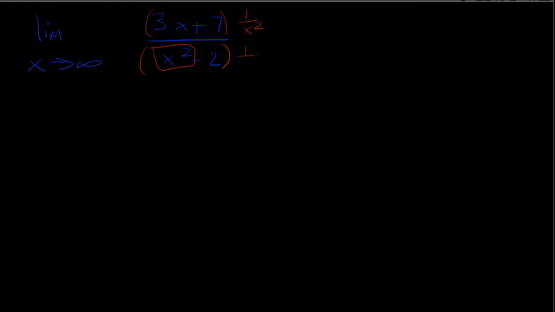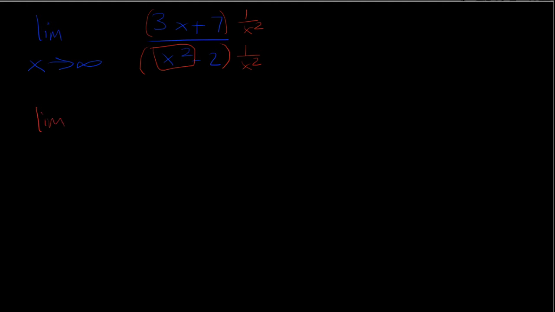Okay. Let's try a similar one. We have the limit as x approaches infinity of (3x plus 7) over (x squared minus 2). First, we identify the highest degree exponent, or term, of the denominator. In this case, it's x squared. So I'm going to divide by x squared, which is the same thing as multiplying everything by 1 over x squared.